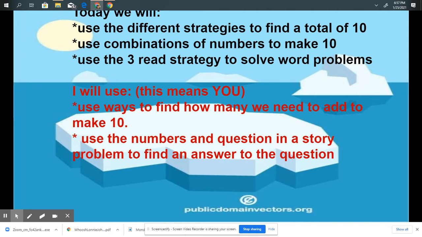This is what you're going to do after we do this: you will use ways to find how many we need to add to make 10. You're going to find an unknown number, and you're going to use numbers and questions in a story problem to find an answer to the question. So let's get started.